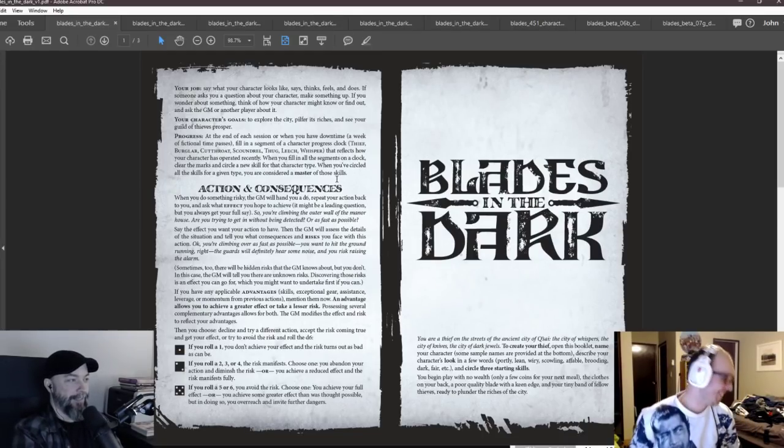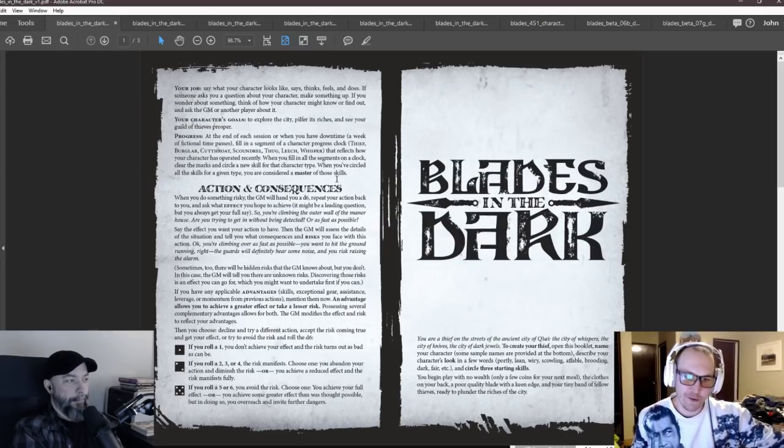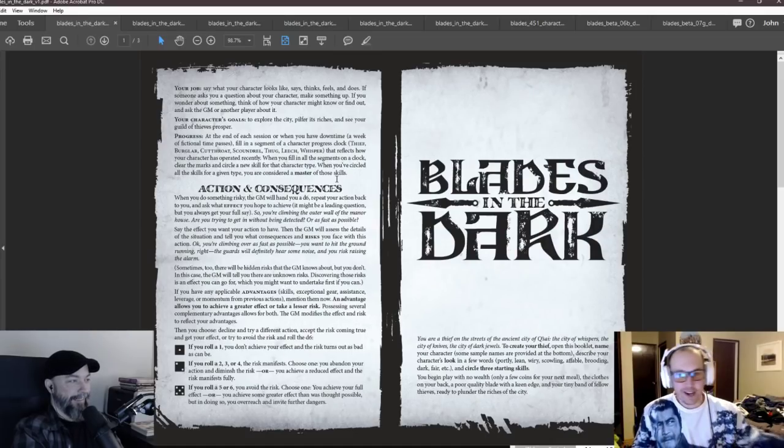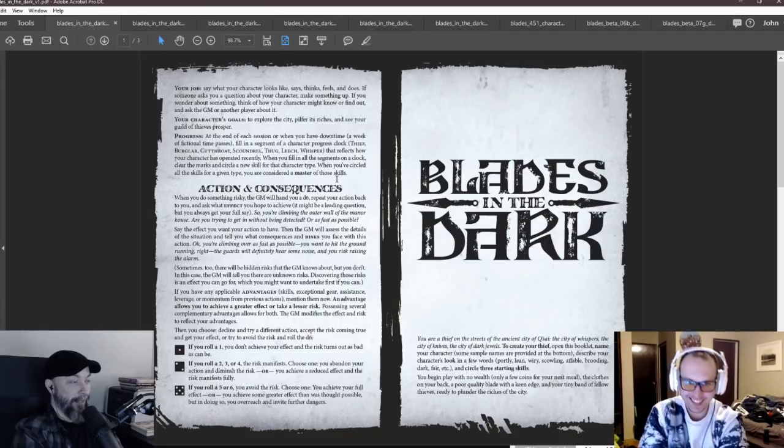It's super slow and horrible. And you're running a gauntlet where your character can just be dead. Yeah. All right, great. I see some problems. When you fill all the segments, clear the marks, and circle a new skill for that character type. When you've circled all the skills for a given type, you are considered a master of those skills.